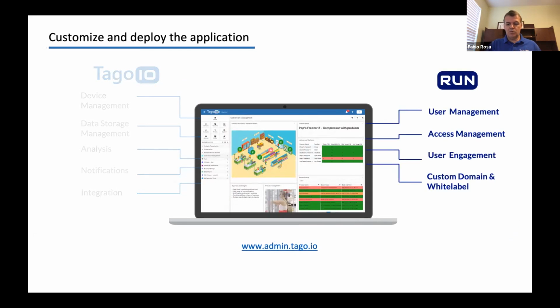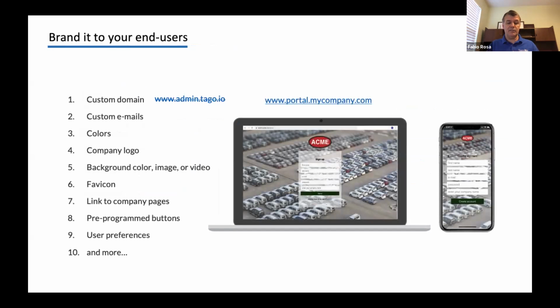So they don't go to admin.tago.io, but they go to a URL that reflects your company. When you brand it, you can have a custom domain. For example, instead of something.tago.io, it can be like portal.mycompany.com. You can customize the emails that people are going to receive when there is an alert or they sign up to your portal. You can change the colors, the logo, the favicon. There are a lot of things that you can do, and Dave is going to show some of them.